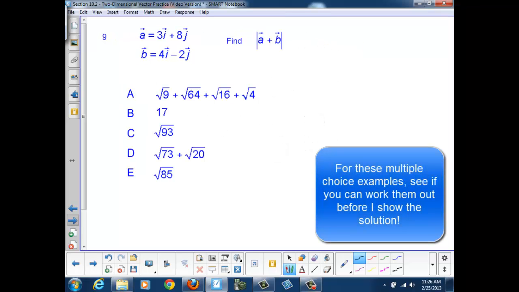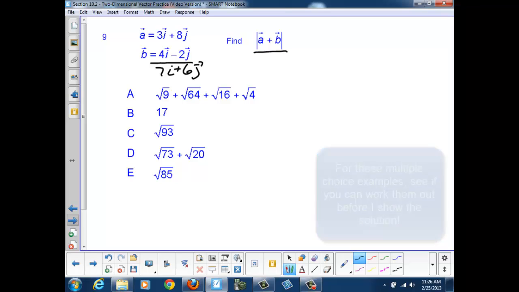Now, those absolute value bar signs here mean find the magnitude. So the first thing we need to do is add those two vectors together again, which gave us 7i plus 6j.